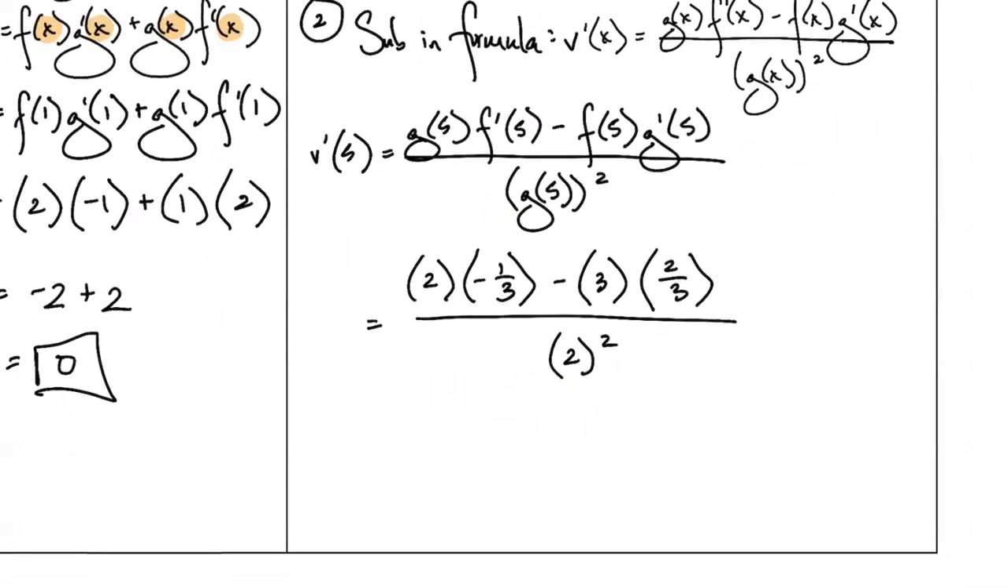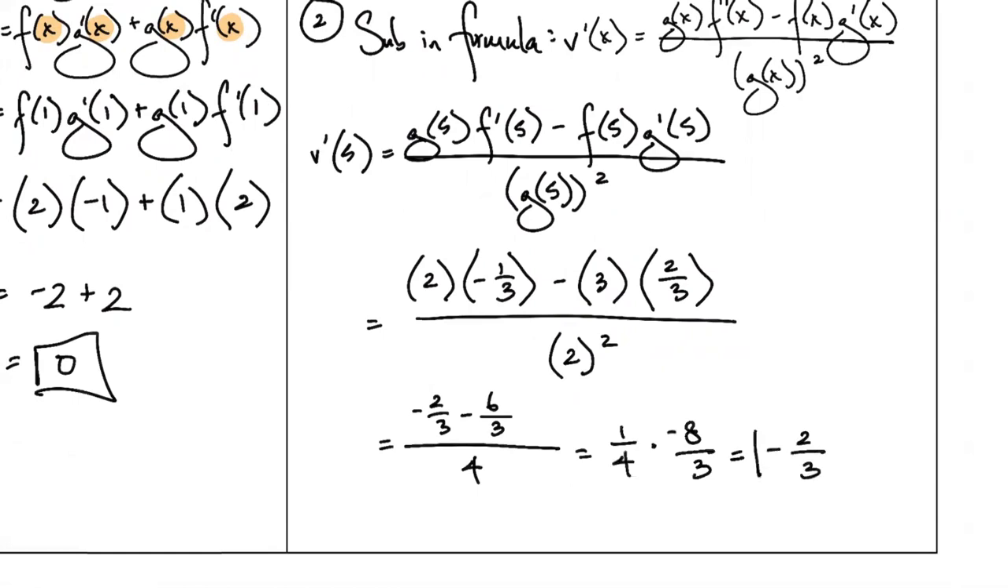Yes. Okay. And so as far as simplifying this goes, we're going to get negative 2/3 minus, let's go with 6/3, all over 4. So this gives us 1/4 times -8/3, which gives us -2/3 as our answer.